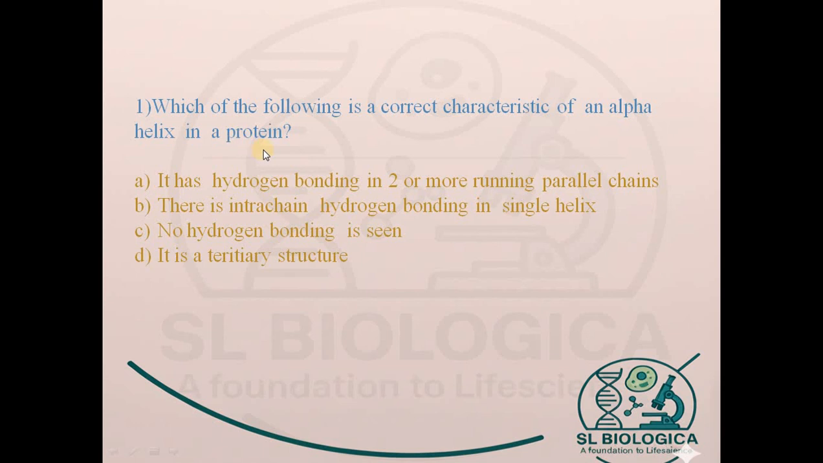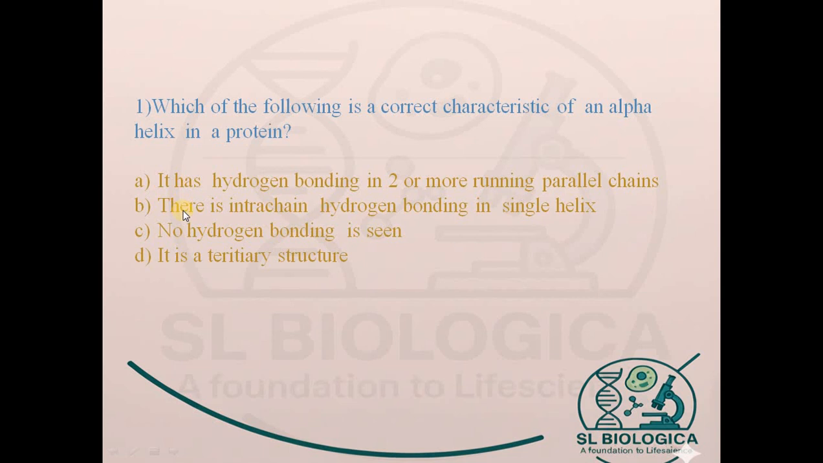So we know that alpha helix is a secondary structure form of a protein. So it will have a hydrogen bonding structure. But it has hydrogen bonding into two or more running parallel chains. This feature is incorrect because this is the characteristic of a beta pleated sheet format, where it exists in the form of a sheet-like structure. So we can remove this option A.